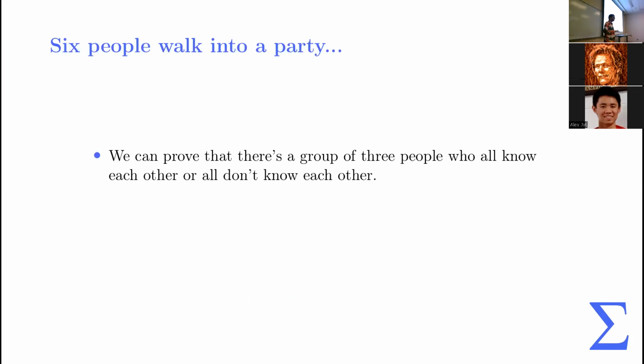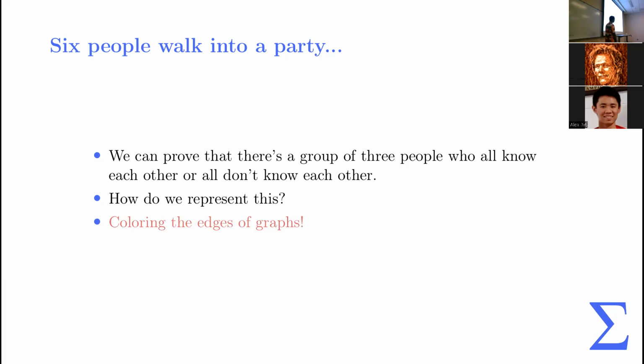So suppose 6 people walk into a party. Like we actually have 6 people right here. So I can guarantee that either 3 of you all know each other or all don't know each other, right? Probably know each other, since you tend to come pretty often, but that's something I can prove. And the question is, how do we prove this? How do we represent this? Anyone have any ideas?